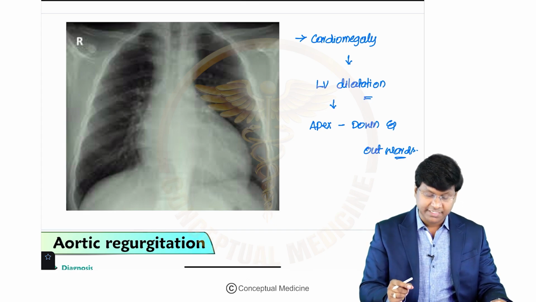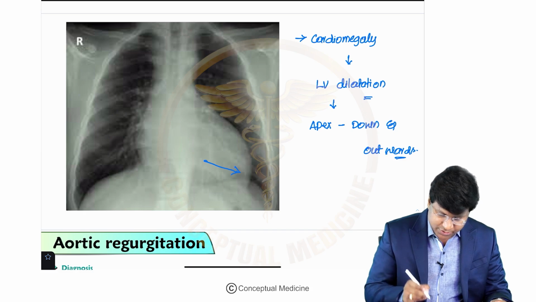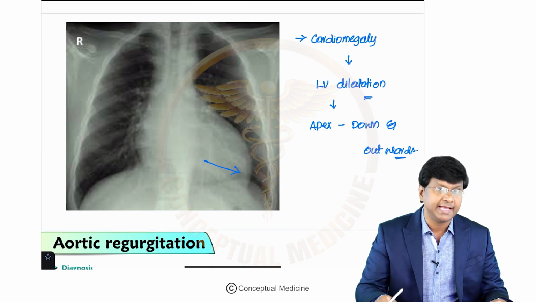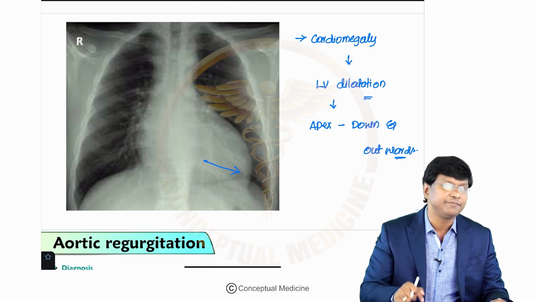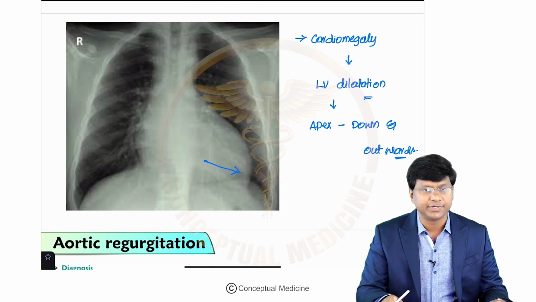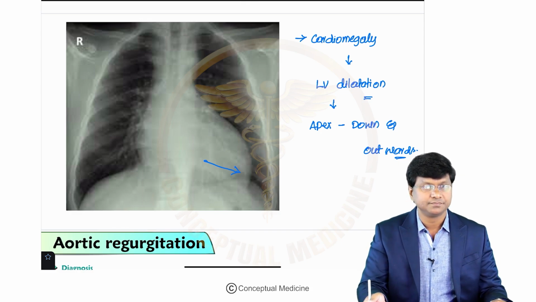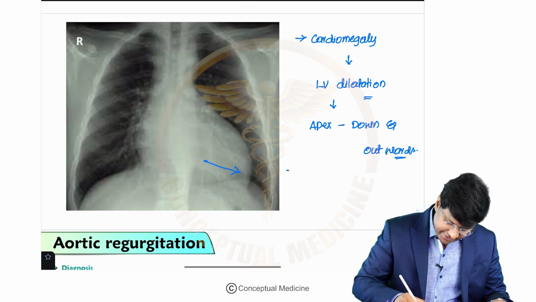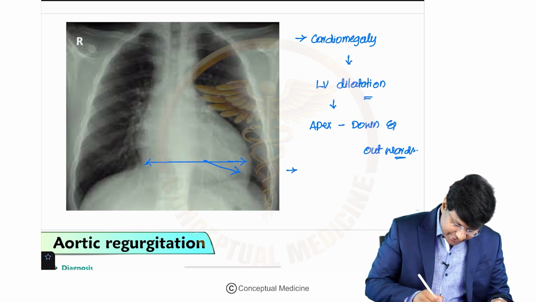Right, the apex of the left ventricle, you can make out that it is shifted down as well as out. That is what you will have in case of the cardiomegaly. That is your left ventricle in case of the aortic regurgitation, which is shifted down as well as out. Okay, next, followed by that, you can make out the cardiothoracic ratio.